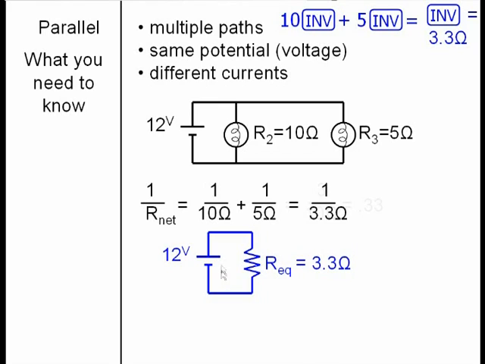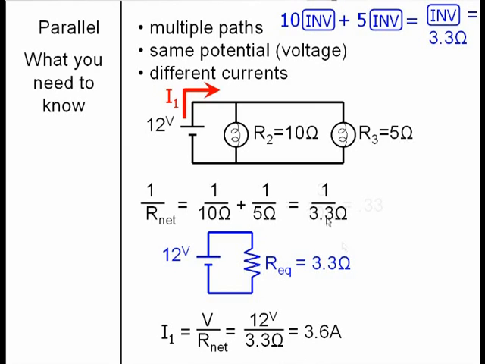And the current that goes through the battery is always I1, and it's the voltage divided by the total resistance. So I got 12 volts divided by 3.3 ohms. I got 3.6 amps. That is the current that's coming out of the battery here. I'm going to go ahead and draw it in like this, and I'm going to label that I1. I1 is always the current that comes through the battery.